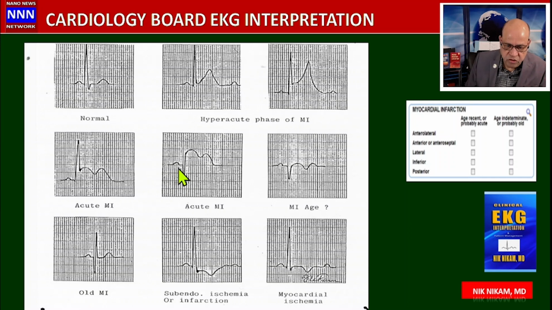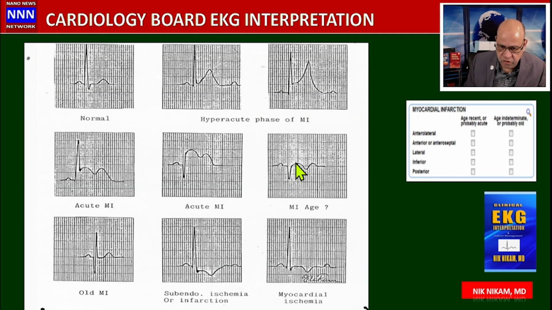By 6 hours or so, we see the development of Q waves. That's why if you are seeing a patient in the emergency room with a vague chest pain, which had been going on for like 10-12 hours, you always look for any changes that may suggest the development of Q waves already in the electrocardiogram. Then over a period of several days, maybe anywhere from a week or 2 weeks, the R wave is completely replaced by QS complex.